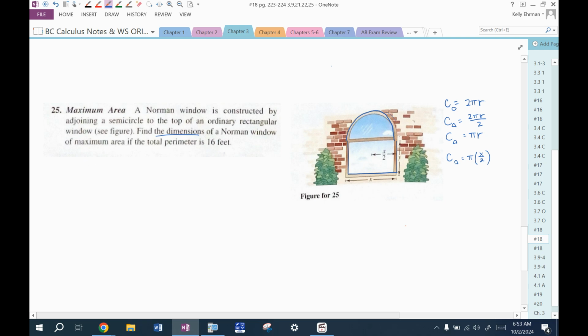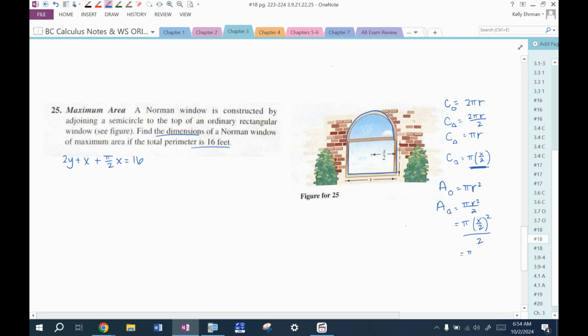Okay, so our perimeter is supposed to be 16 feet. So we have 2y plus x plus, we just said the circumference of that outer half circle there will be pi over 2 x. That's supposed to equal 16. And the area, what about area of a circle? Area of a circle is pi r squared. Area of a half circle is half of that, pi r squared over 2. And remember, instead of r, we have x over 2.